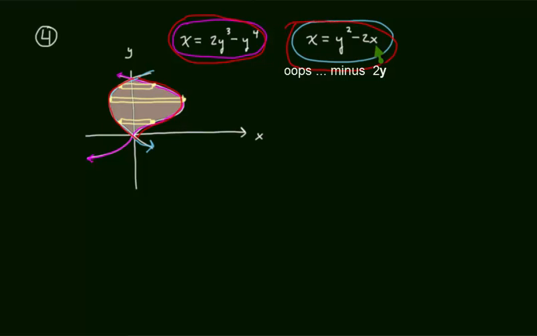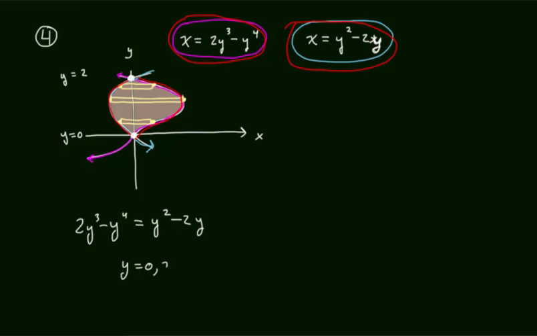Okay, so we're ready to find this area. I think you can see on the graph itself these points of intersection. They intersect at y equals 0, and then they also intersect at y equals 2. Now, if you didn't know that, you can certainly set these two equations, 2y cubed minus y to the 4th equal to y squared minus 2y. Oh me, this should have been y all along. Hopefully you picked that up. And we would have found that y equals 0 and 2.